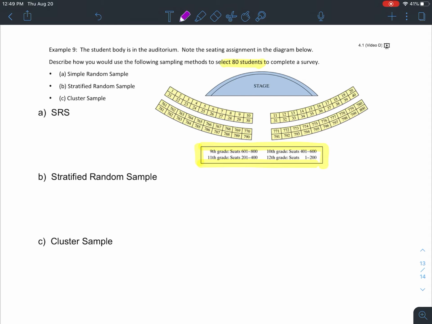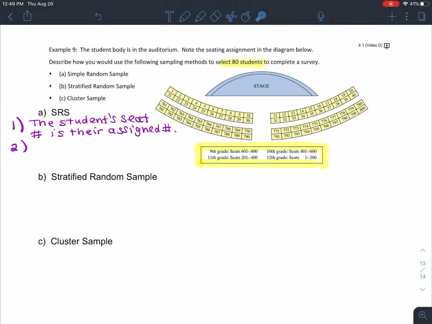Okay, so a simple random sample, and again, I want you to think this needs to be very detailed, so that you could hand the instructions to someone that didn't really know anything about statistics, and they could kind of follow through with what your explanation is. Step number one is to be very clear that the student's seat number is just going to be their assigned number. So if you're sitting in seat 1, you're student number 1.